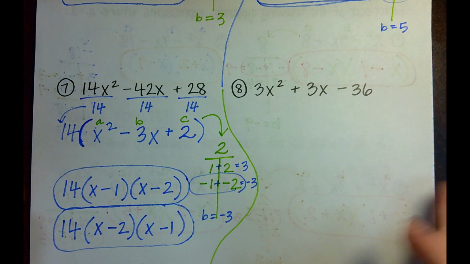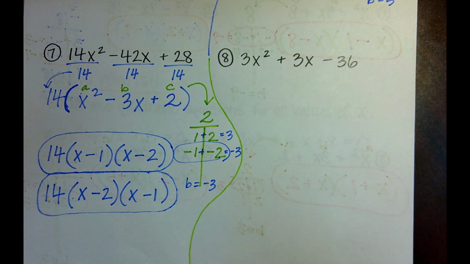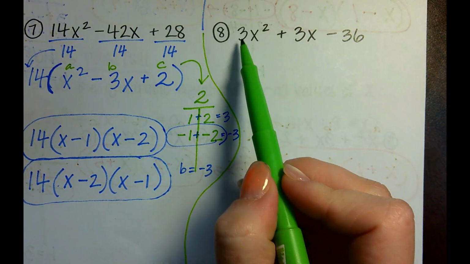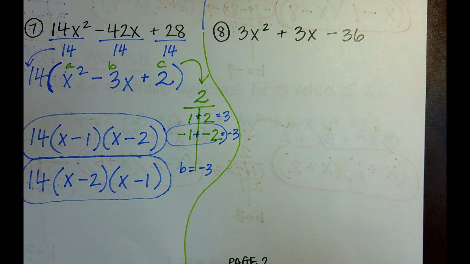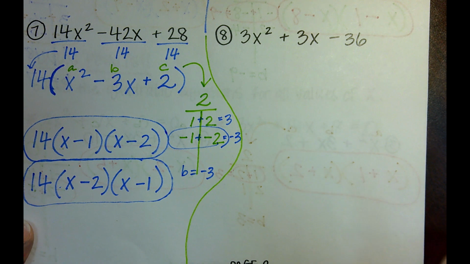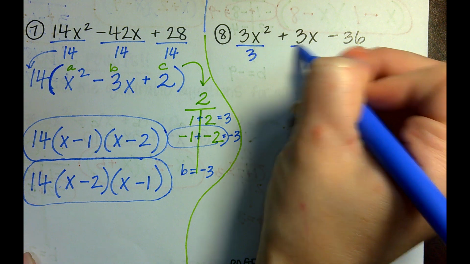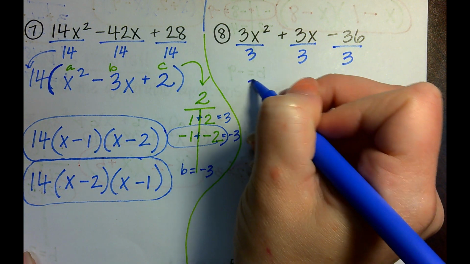Okay. Let's go ahead and look at number 8 then. So this will be the last one on page 2. I've got 3x squared plus 3x minus 36. What do I check for first? Greatest common factor. Is there a greatest common factor? 3. Let's divide by 3. Perfect. So that 3 goes outside.